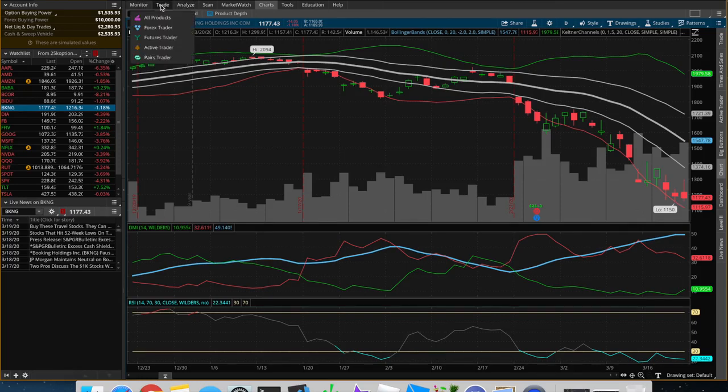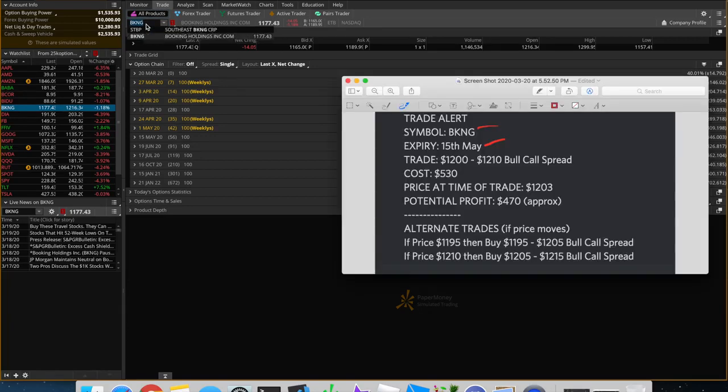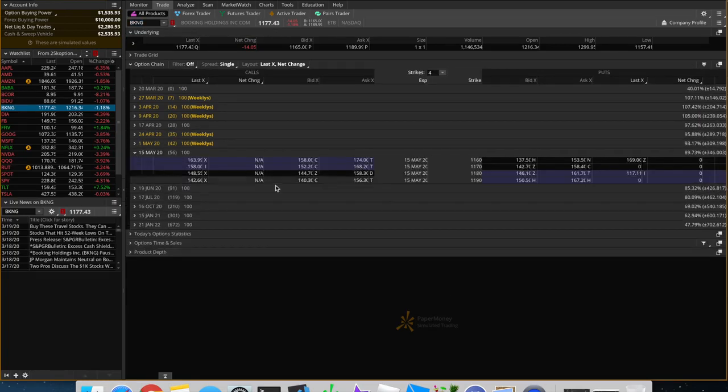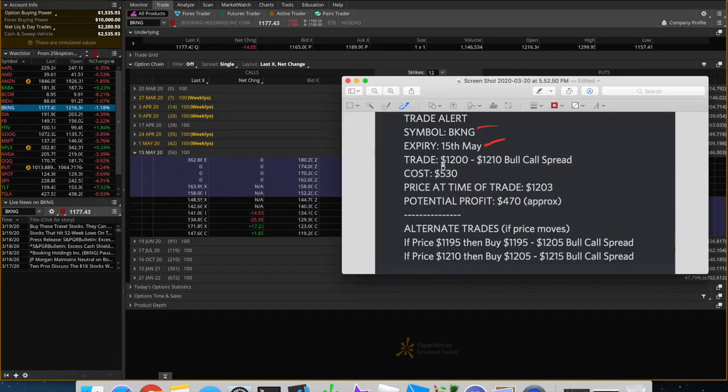So first thing you need to do is go to the trade tab, type BKNG. In this case I have already done that. Then find the expiration date, 15th May. Let's locate that, 15th May. So expand the expiration cycle. Now I'm only seeing 4 strikes, so let's change it to maybe 12 strikes so you can see more stuff here. Okay, so now this trade says buy a 1200 to 1210 bull call spread.